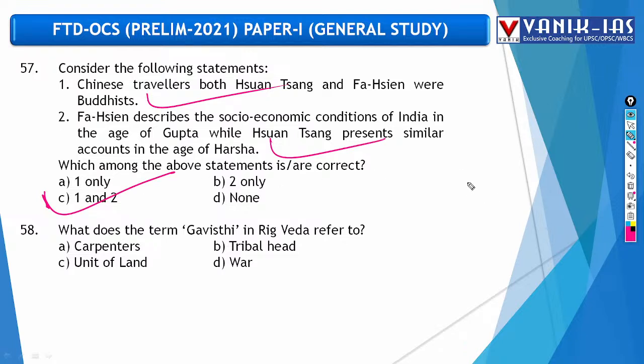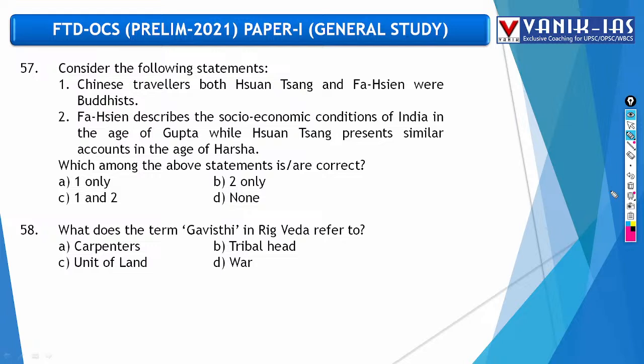Faxian came in around 337 during the period of Chandragupta II, whereas Huen Tsang came during Harshavardhan's period. Right, Chinese monk. Next, what does the term Gavishti in Rig Veda refer to?